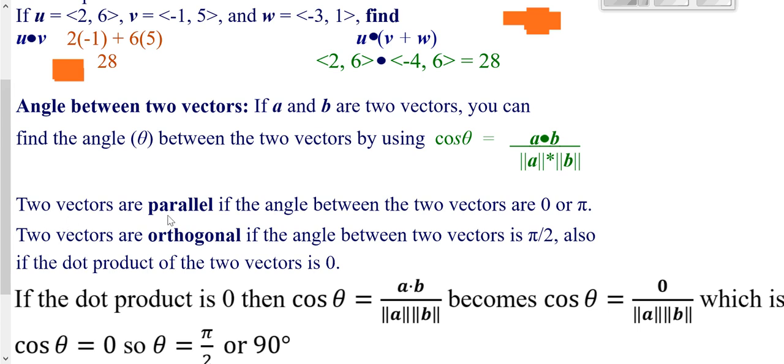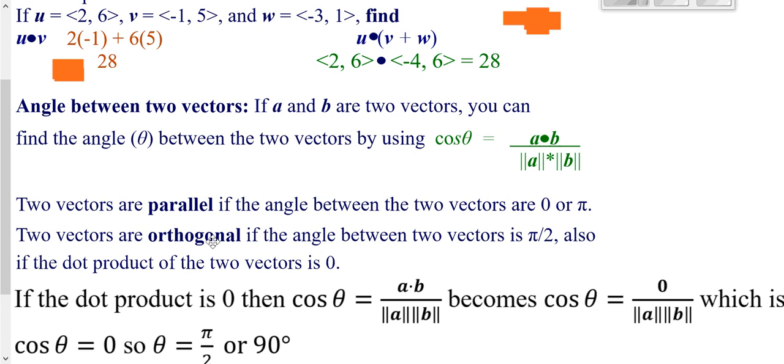Now, we would say two vectors are parallel if they have a vector angle between them of 0 or pi, or 0 and 180. 0 means they would be parallel and going in the same direction. An angle of pi or 180 degrees would be parallel but going in opposite direction, like one going up and to the right and one going down and to the left.